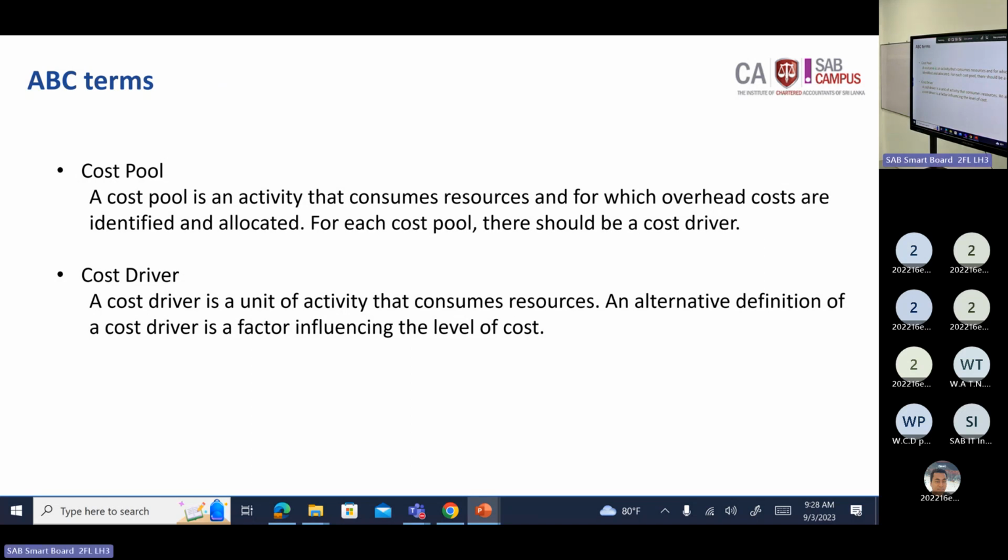Cost pool is an activity that consumes resources for which overhead costs are identifiable and allocated.